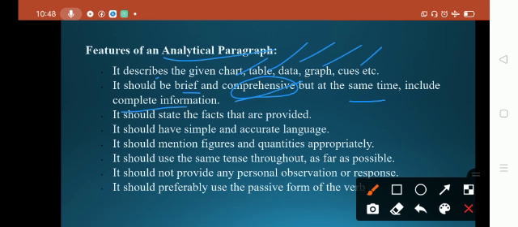It states the facts that are provided, so only facts. You cannot add your own. It should have simple and accurate language. Figures and quantities are given, so you need to present them appropriately. It should use the same tense throughout as far as possible. However, you can use different tenses, but you should stick to one tense as far as possible.